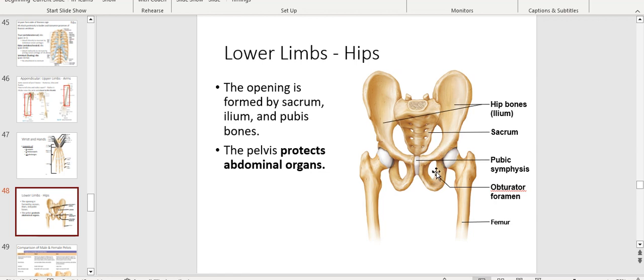There's that obturator foramen I was mentioning earlier. Okay, these are the biggest foramen in the body. All right.